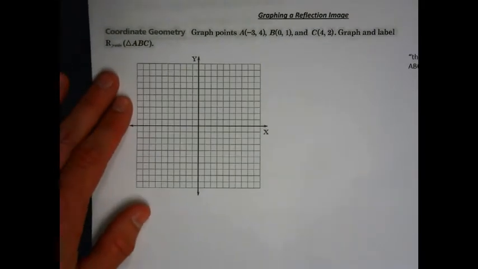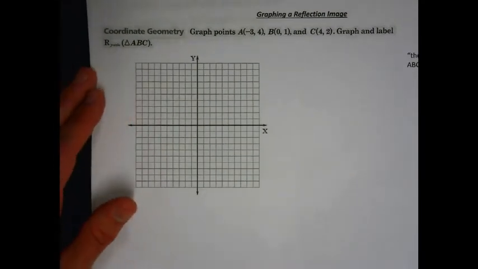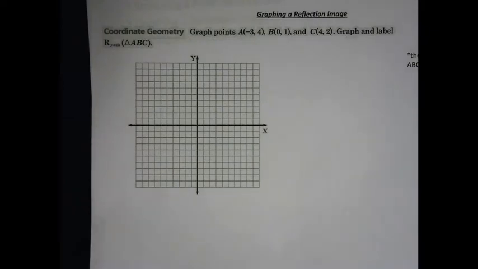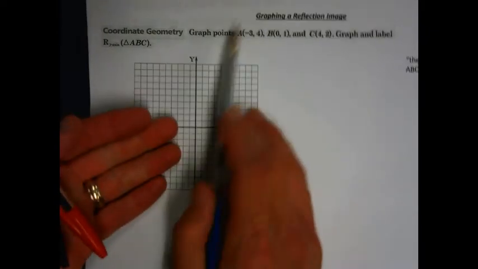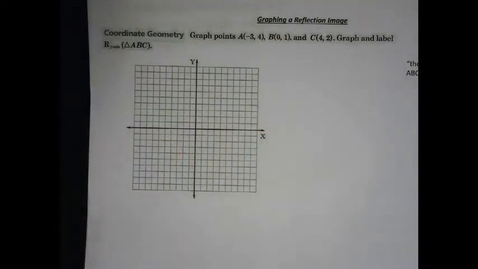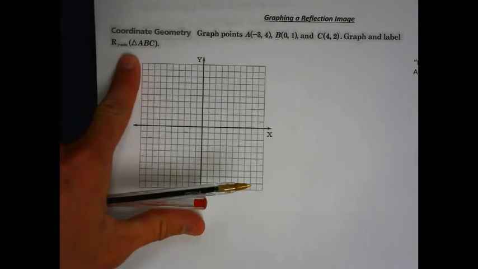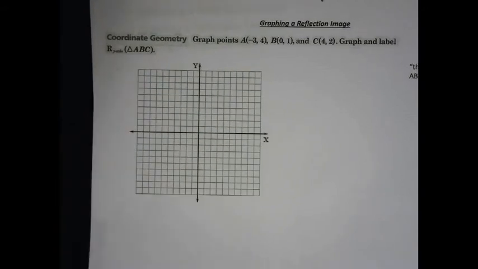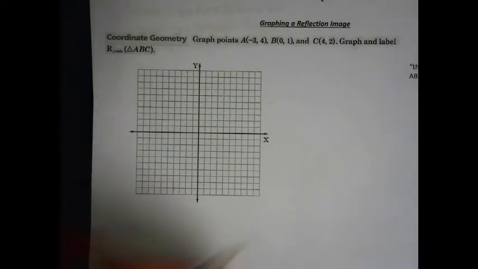I give you a graph now. We're going to start graphing a reflection image. So we have coordinate geometry. We're going to graph points A, B, and C, and then label whatever this is, right? So let's begin by graphing what it's saying, because it's telling us to graph points A, B, and C.